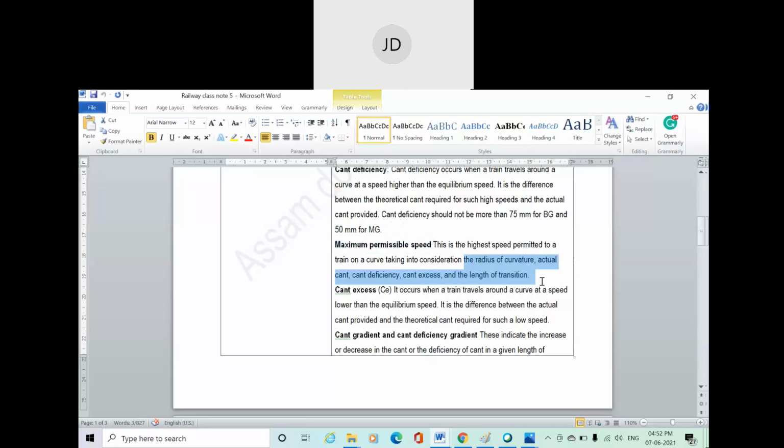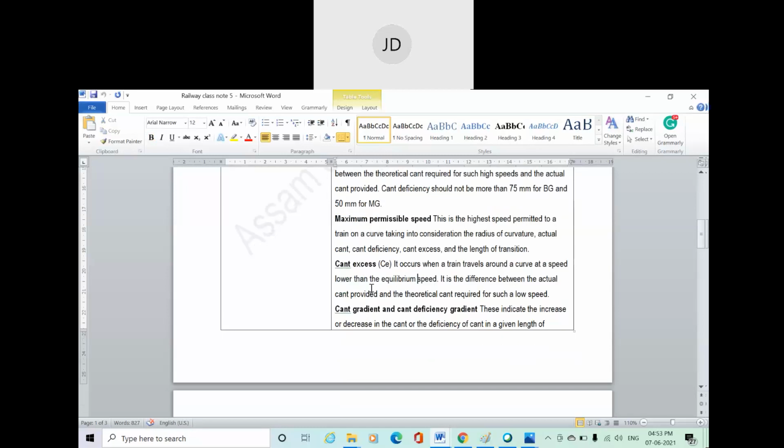Considering all these factors, like radius of curvature, the actual cant deficiency or cant excess, even the length of the transition curve. The length of the transition curve is also very important, because along the transition curve only, the amount of superelevation is gradually implemented on the circular curve.